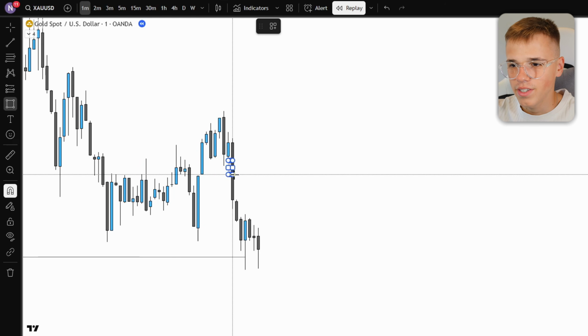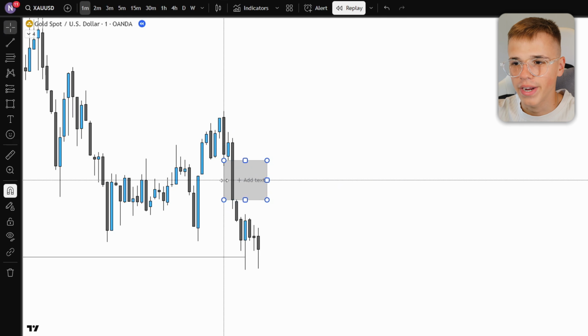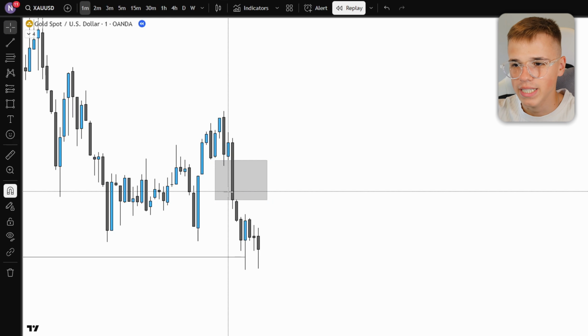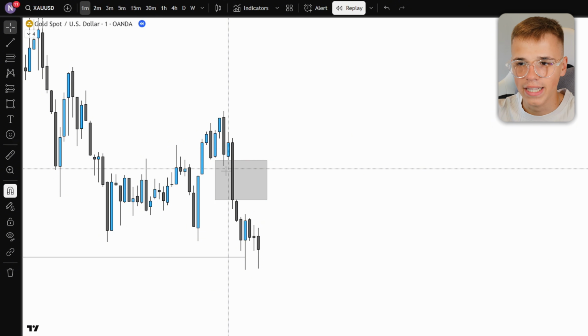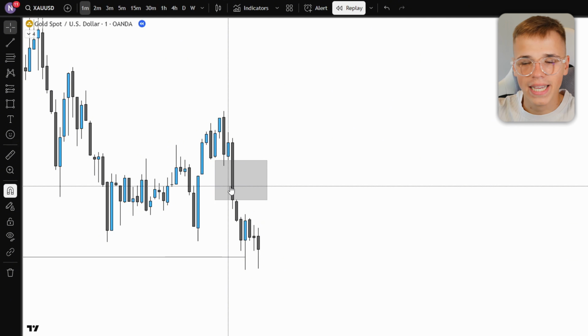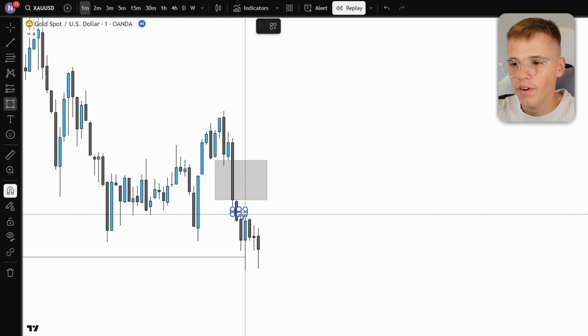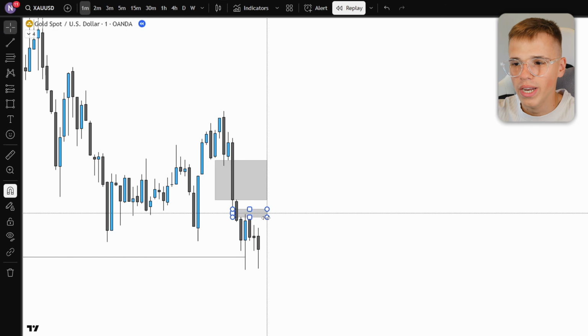So you can see right here that we have one fair value gap. I showed you how to mark it. You can see that here's a hole and imbalance in the market. But what is interesting on this 1 minute time frame is that we actually have 2 fair value gaps in a row. And what is that going to tell us?